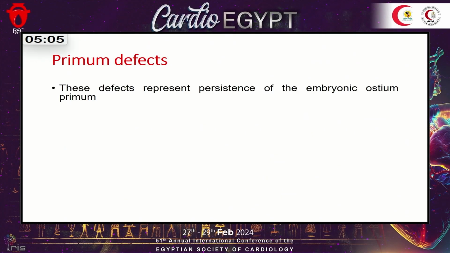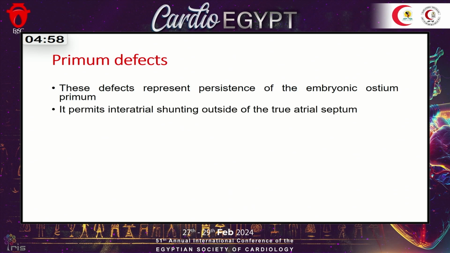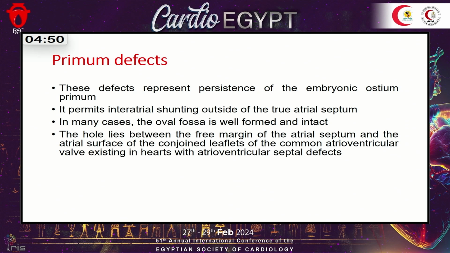The primum defects. These defects represent persistence of the embryonic ostium primum. It permits interatrial shunting outside the true atrial septum. In many cases, the oval fossa is well formed and intact. The hole lies between the free margin of the atrial septum and the atrial surface of the conjoined leaflets.